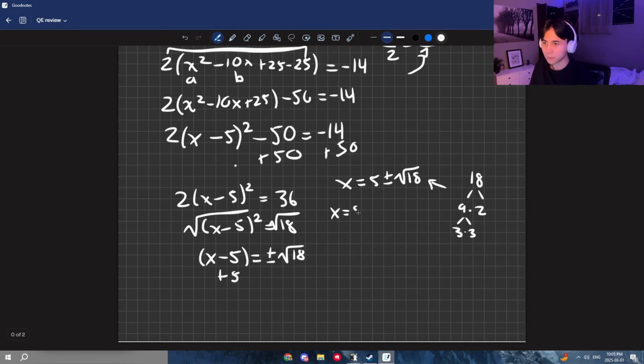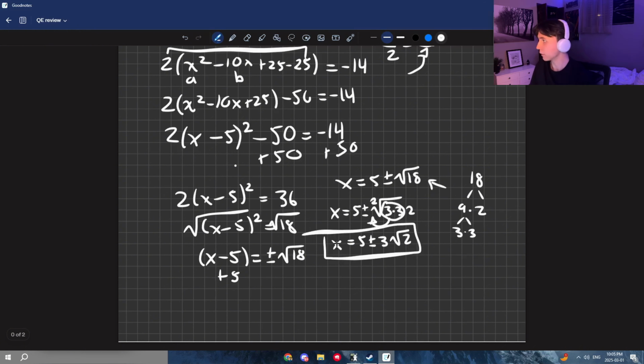So x equals 5 plus or minus the square root of 3 times 3 times 2. And since our square root is an index of 2, it's looking for groups of 2, so we're going to move that out front. And we're going to get x is equal to 5 plus or minus 3 root 2. And this is going to be our fully simplified version of the solution here.